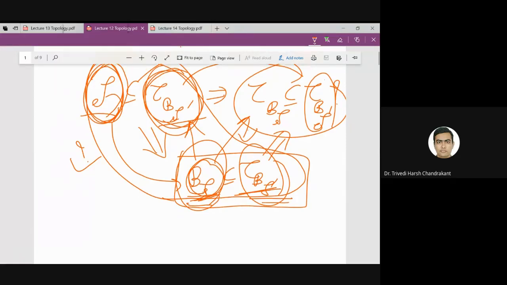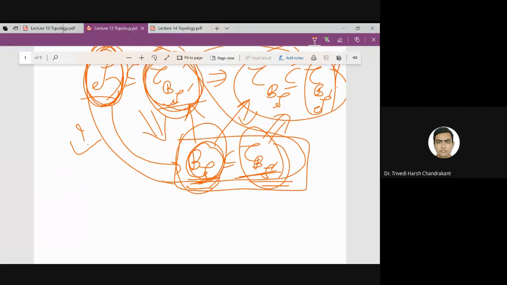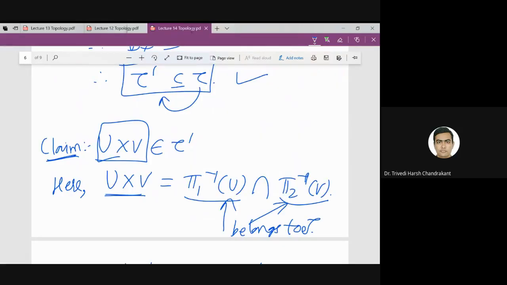Right. So whether I have one basis contained in another topology, or one subbasis contained in another topology, I can show that the first topology, generated by the first basis or subbasis, is contained in the other topology. So the same idea we are using here.